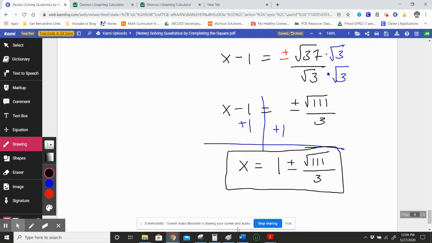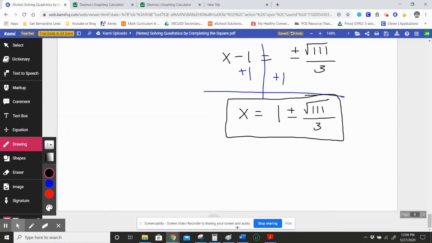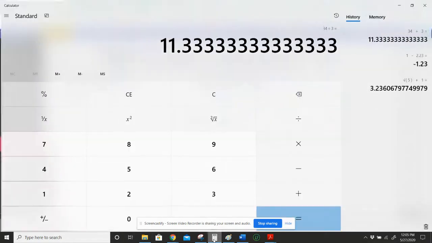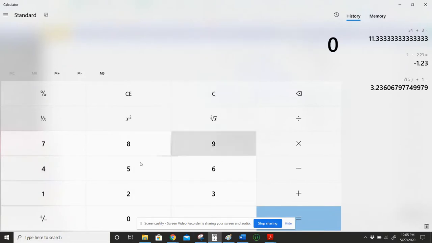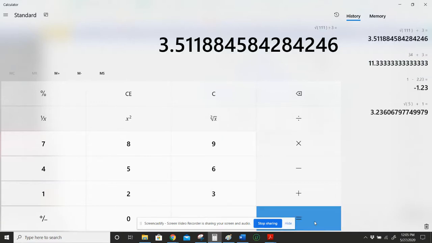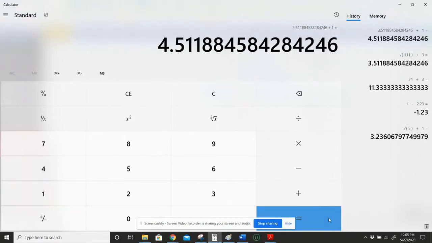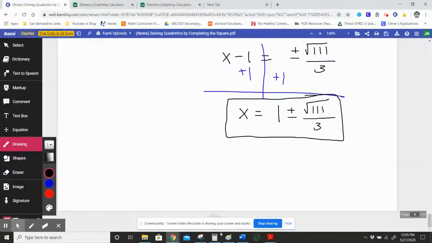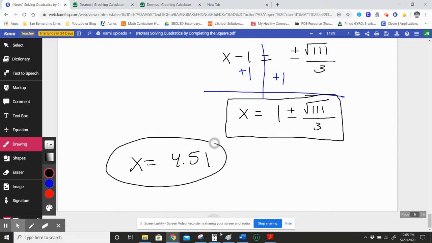The reason why it's a crazy answer is because it's actually a decimal. They don't write it as a decimal, but let's go ahead and change that into a decimal with a calculator real quick to see what number that actually is. So the square root of 111 divided by 3. So let's do that. Clear everything. 111, square root, and then I take that divided by 3. So I get that number, and then I add 1. So I will get 4.51. So my first answer when I added the 1 is 4.51. Okay, so that's one of my answers.